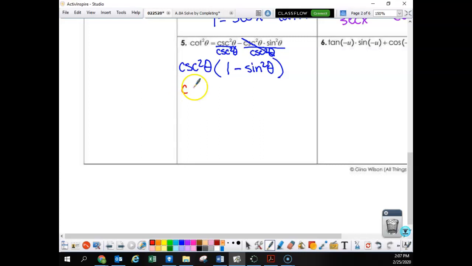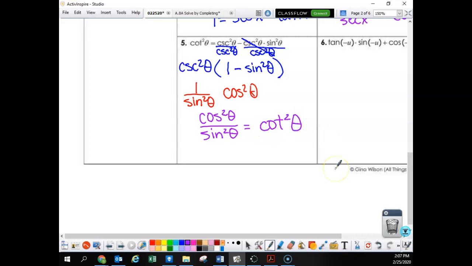So cosecant squared, or let's change the cosecant squared as well. What is cosecant squared equal to? 1 over sine squared. And this is equal to cosine squared. Right? What is cosine squared theta over sine squared theta equal to? Cotangent squared theta. Why'd you put it under? Oh, because I multiplied the two fractions. You have to remember that's over 1. So it is correct. It does equal cotangent squared theta.